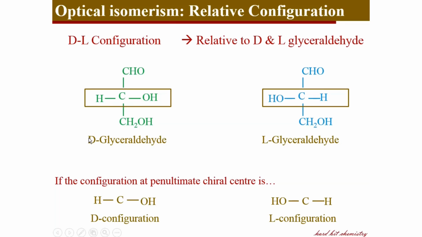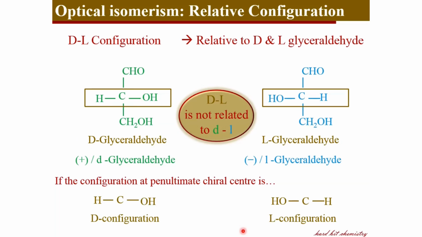Actually, the D and L configurations of glyceraldehyde are assigned arbitrarily, but later, with the invention of X-ray crystallography, it was found that dextrorotatory glyceraldehyde possesses the D-glyceraldehyde configuration and levorotatory glyceraldehyde possesses the L-glyceraldehyde configuration. So in the case of glyceraldehyde, the dextro notation and the configuration D match, but in general the DL configuration is not related to the optical activity, dextro or levorotatory.